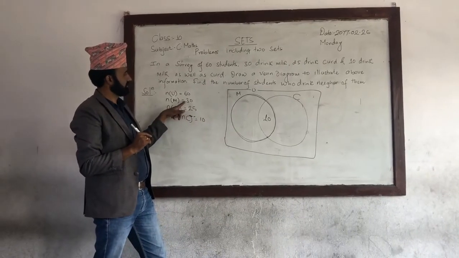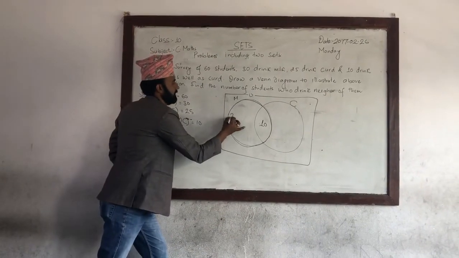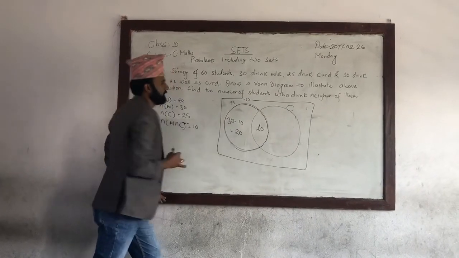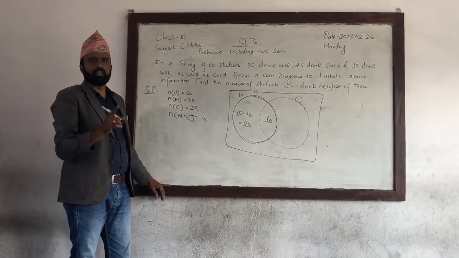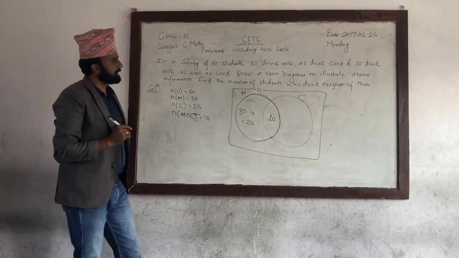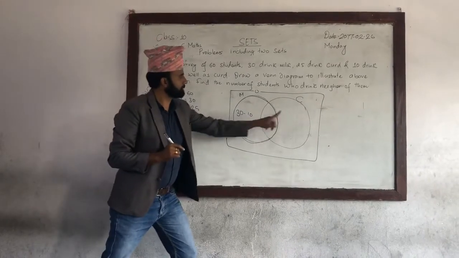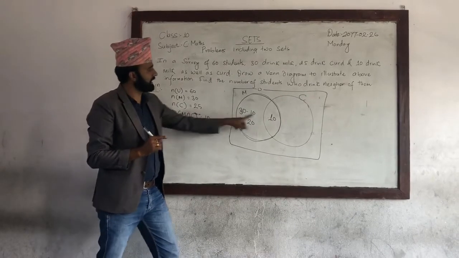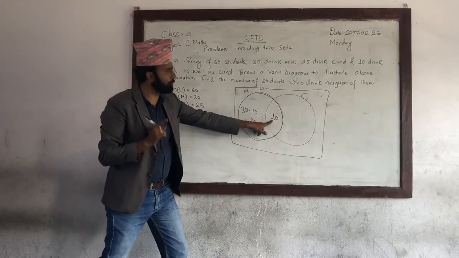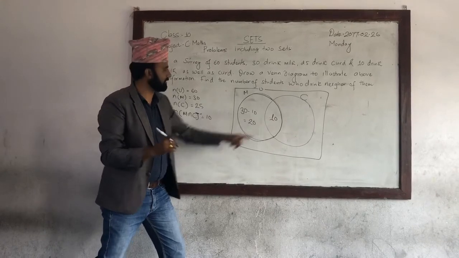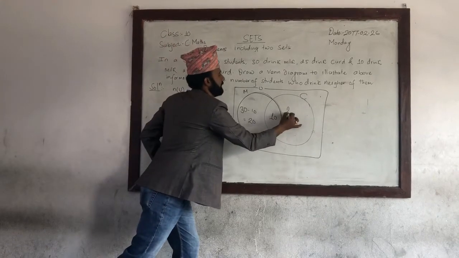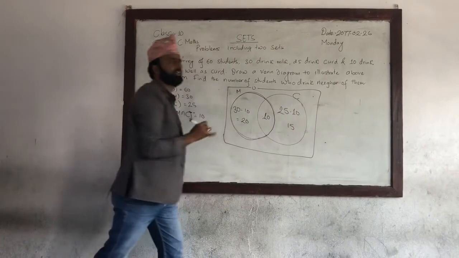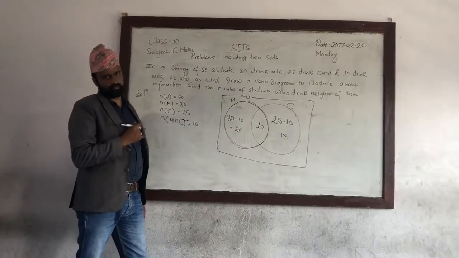30 minus 10 equals 20. They like to drink only milk. Okay, let me go for the curd. How many like to drink curd? 25. And 10 students are already there. How many are left for only curd? 25 minus 10 is equal to 15. They are left for only curd.